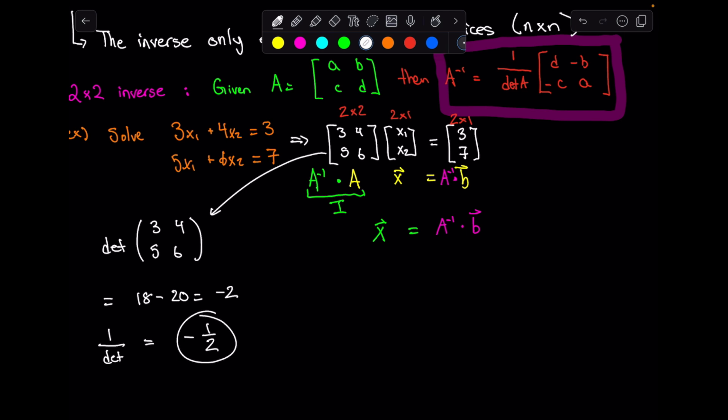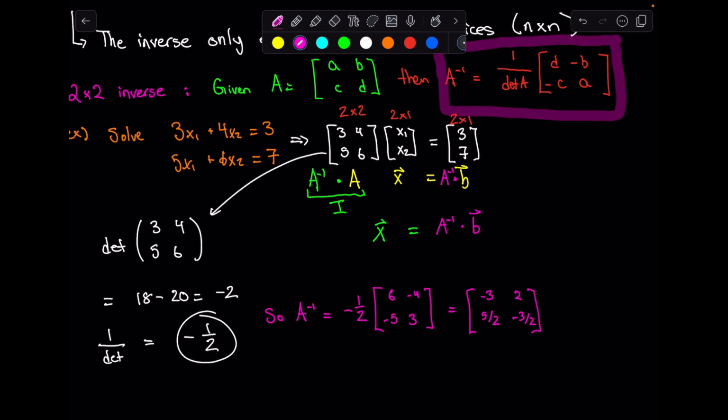So we'll tuck that away. And so the inverse matrix is going to be negative 1/2 multiplied. All right, so we swap the 3 and the 6. So we get a 6 here, a 3 here, a negative 4 here, and a negative 5 here. And we multiply this together. So we're going to get not a very nice matrix, but we'll get negative 3, 2, 5 halves, and then negative 3 halves. And this is the inverse.